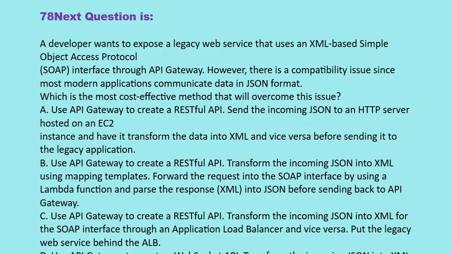Option A. Use API Gateway to create a RESTful API. Send the incoming JSON to an HTTP server hosted on an EC2 instance and have it transform the data into XML and vice versa before sending it to the legacy application. Option B. Use API Gateway to create a RESTful API. Transform the incoming JSON into XML using mapping templates. Forward the request into the SOAP interface by using a Lambda function and parse the response XML into JSON before sending back to API Gateway.